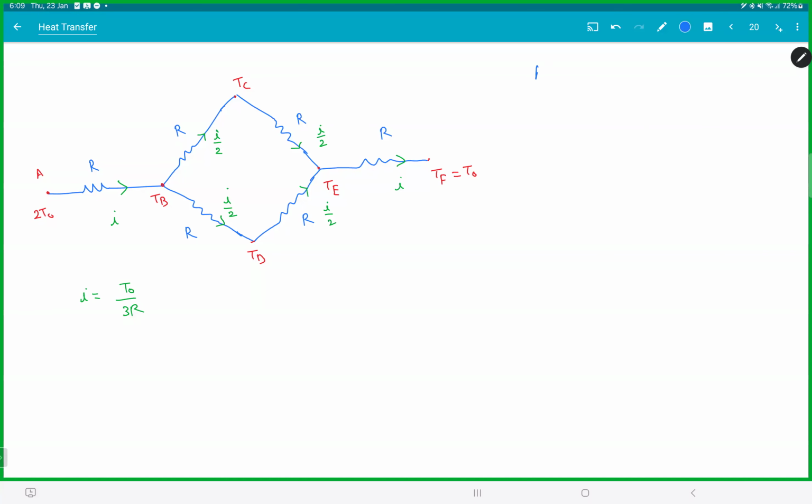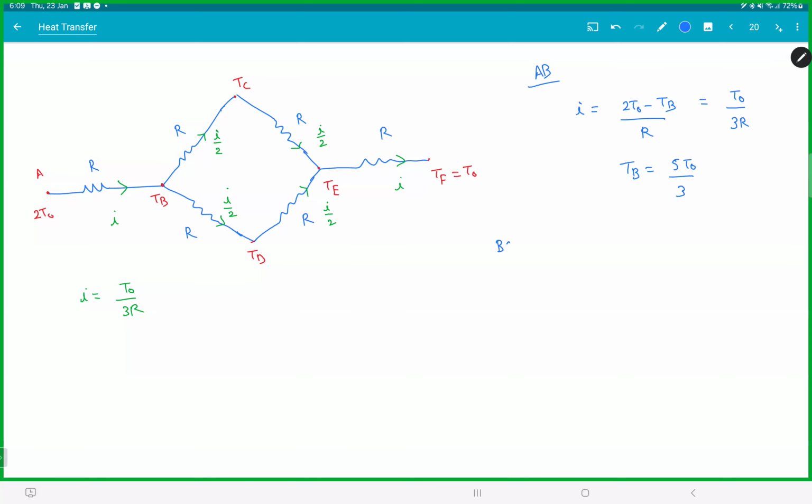So now when you go from A to B, the current I is temperature difference 2 T naught minus TB by R. This is nothing but T naught by 3R. R, R cancels. We get TB is equal to 2 minus 1 by 3, 5 T naught by 3.